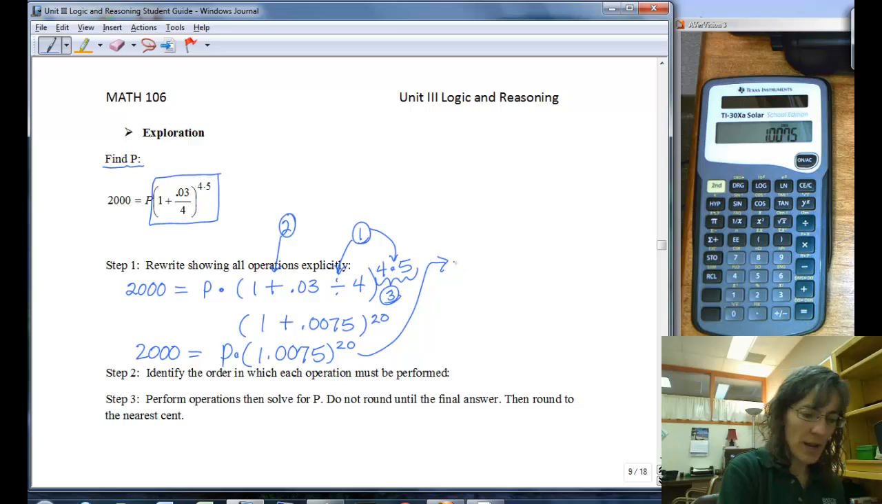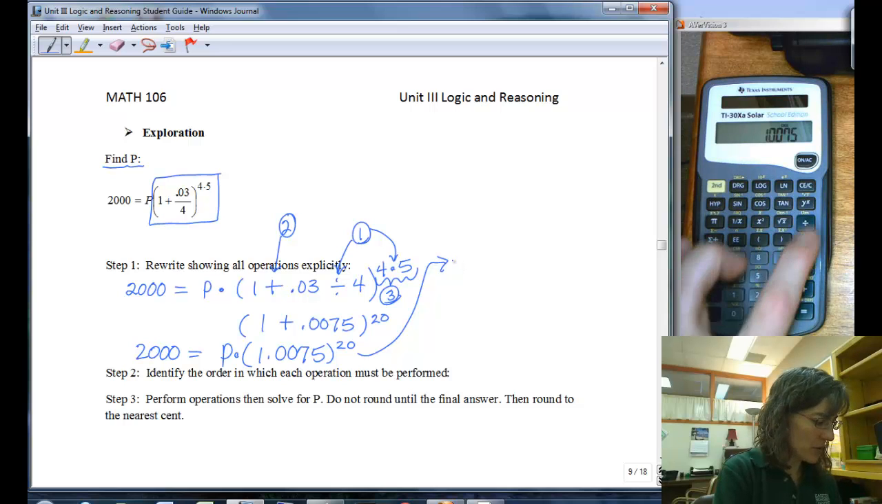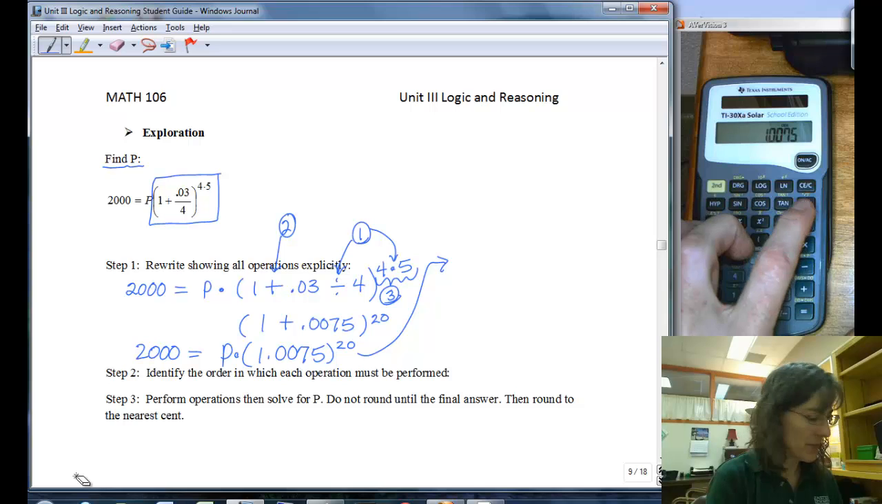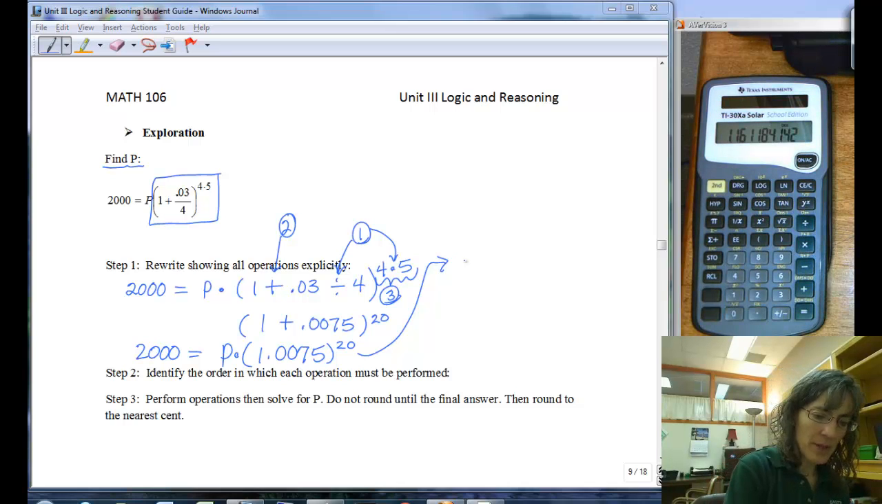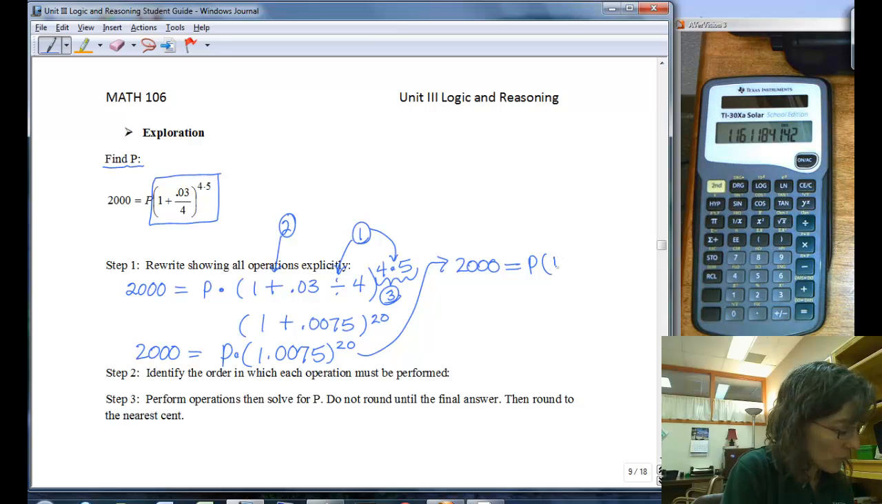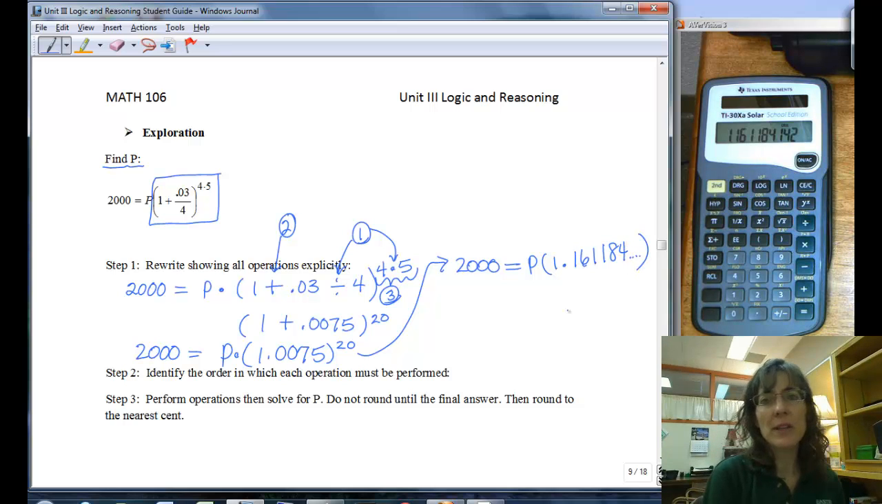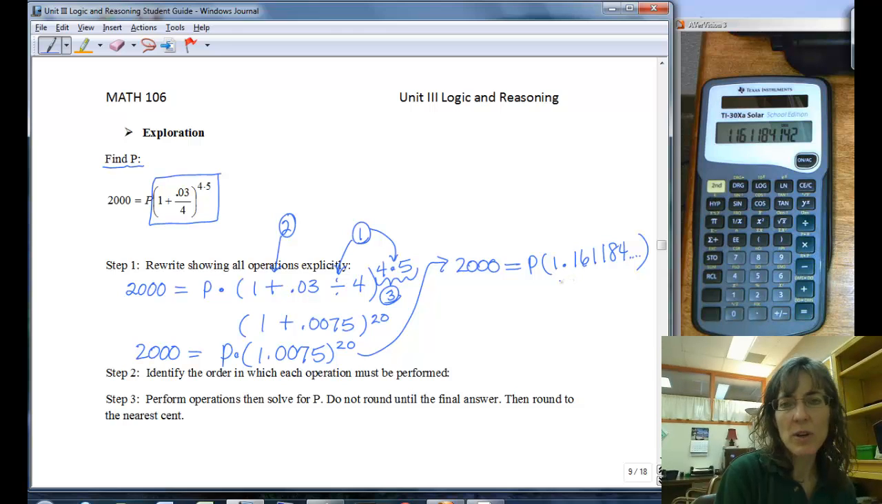A little bit more now, so I can raise it to the 20th power, so I'm going to use my to-the button here. To the 20th equals. So now I have 2,000 equals P times 1.161184, and on and on. Now at this point I want to solve for P. I want to know how much is the initial principal that I should start with on this account to end up with $2,000 in my account.